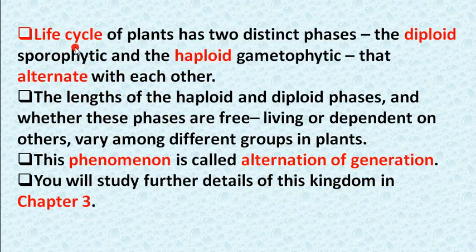Now, life cycle. The life cycle of plants has two distinct phases: the diploid sporophytic and the haploid gametophytic phase, and they alternate with each other. Life cycle means the period of life, and cycle means to circulate.